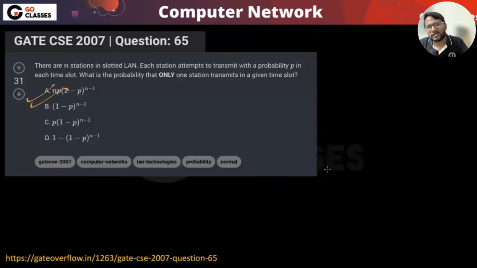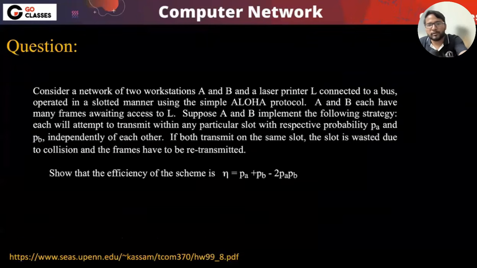Cool. So I think that is all needed here. Let's just solve 1 or 2 more questions. Probably you will get to understand more. So they are saying here that A and B are 2 workstations connected through a printer. Okay, slotted Aloha they are using. A and B are having many frames awaiting access. Suppose A and B implement the following strategy. Each will attempt to transmit in a particular slot with the respective probability PA. So A sends with PA probability and B sends with PB probability. They are having different probabilities.